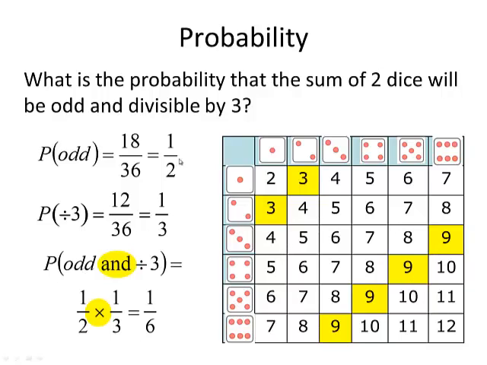This is how you can do this without writing out the sample space. If you knew that half of them are odds and 1/3 of the numbers are divisible by 3, multiply them together, you're going to get the odds and divisible by 3.